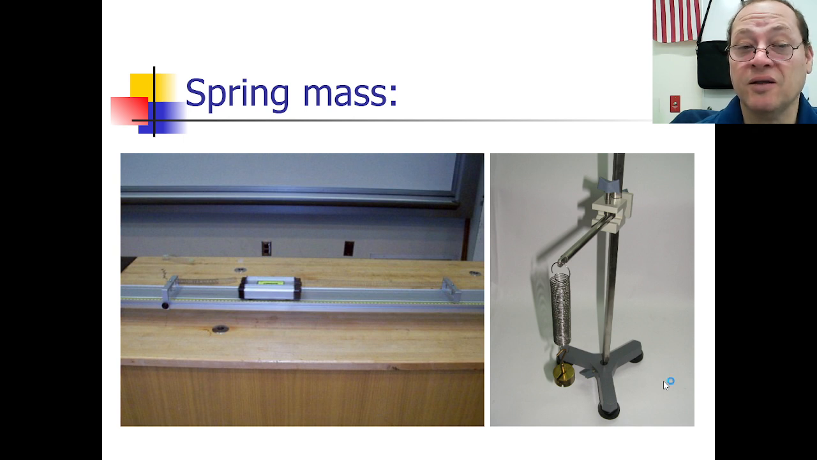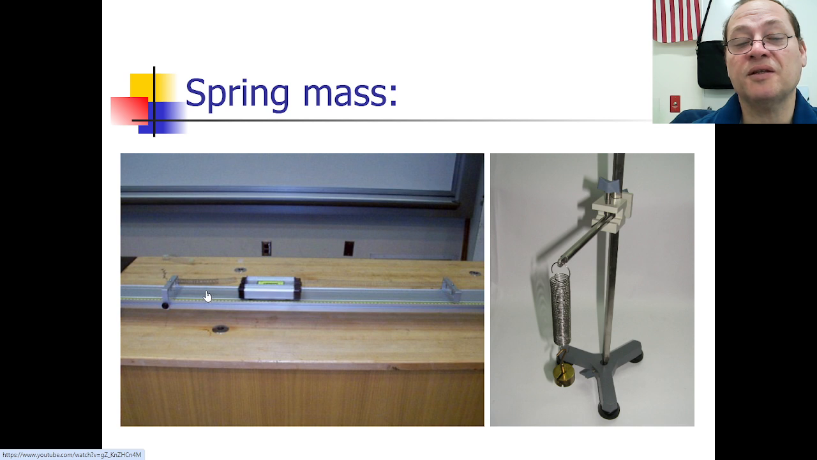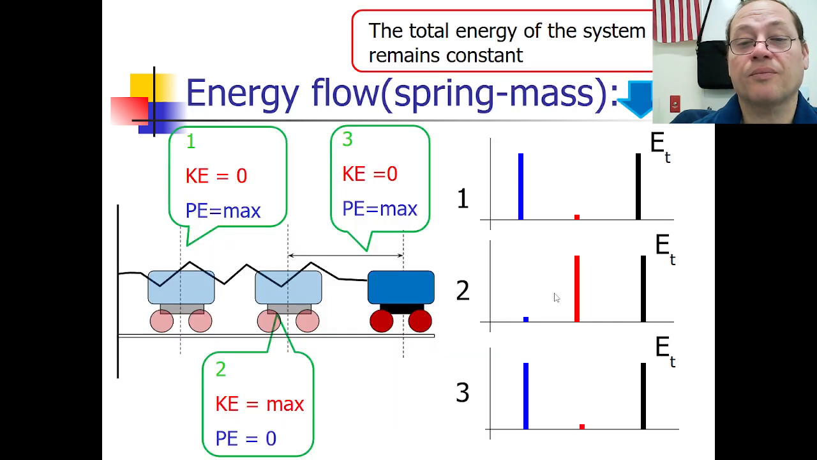In a spring mass system, things are similar, except that we're going to consider a spring mass system that is oscillating sideways. In position 1, the energy is in the form of potential elastic energy. In point 2 it is kinetic energy, and in point 3 it is potential elastic energy. As you can see, the energy flows from kinetic to potential to kinetic, but the total remains the same.